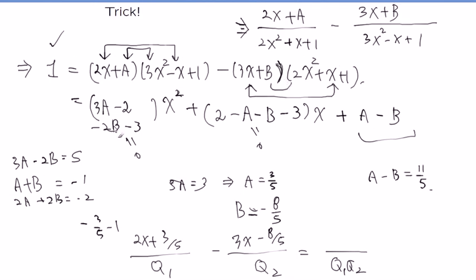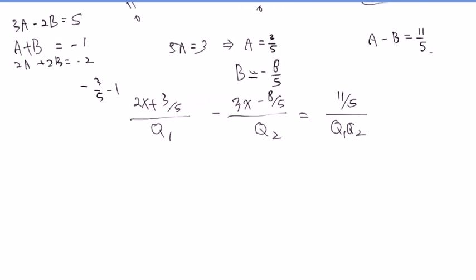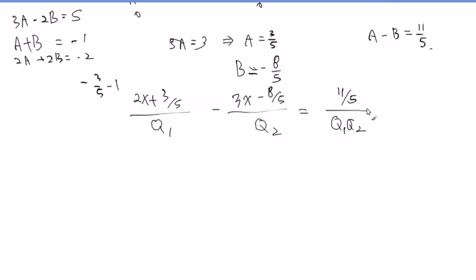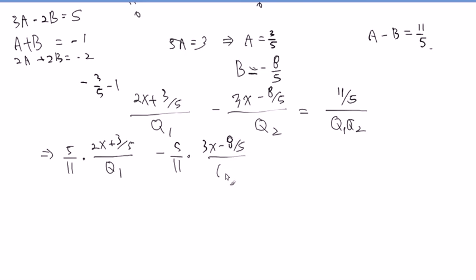Then we have these two things controlled, and the rest of the part is 11 over 5. That's the decomposition we get. We want 1 over there instead of 11 over 5, so you multiply by 5 over 11. So here, 5 over 11 multiplied by (2x plus 3) over 5, q1, that's the decomposition, and 5 over 11 multiplied by (3x minus 8) over 5, q2, that now becomes 1. Now you get the q1, q2 factorization. Okay? Hope that makes sense.